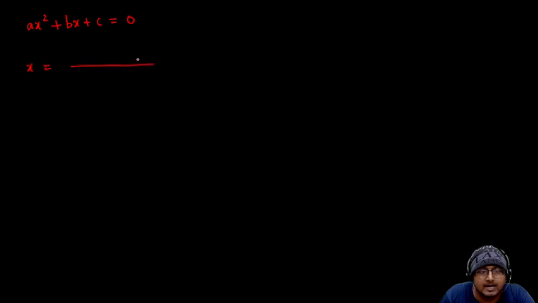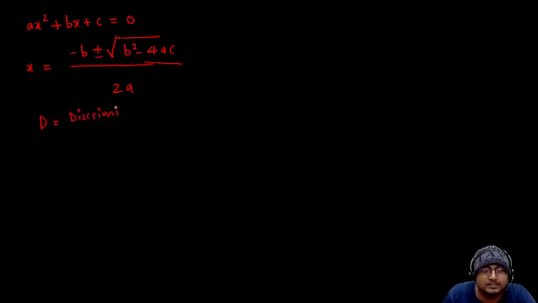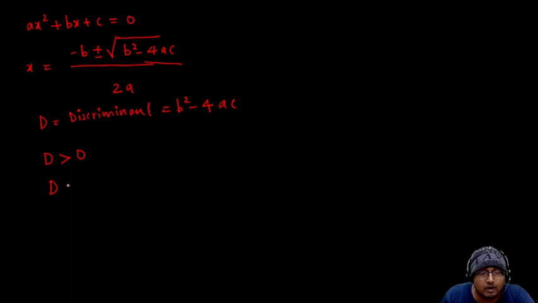Okay, I'll explain one more time. We have the standard form ax square plus bx plus c equal to 0. From this, what are the roots of the equation? We will write it as minus b plus or minus under root of b square minus 4ac, divided by 2a. And d is called the discriminant. Discriminant is equal to b square minus 4ac. If d is greater than 0, what will happen? If d equal to 0, what will happen? If d less than 0, what will happen?